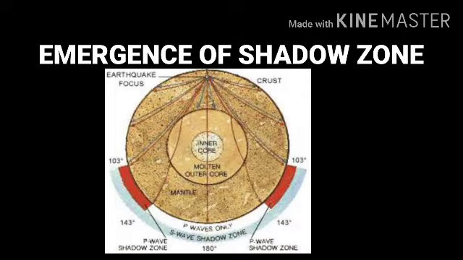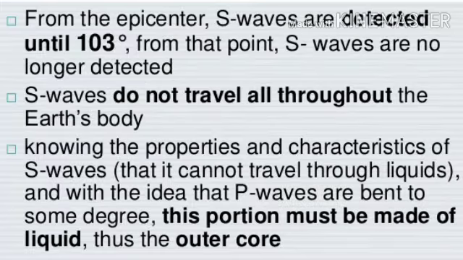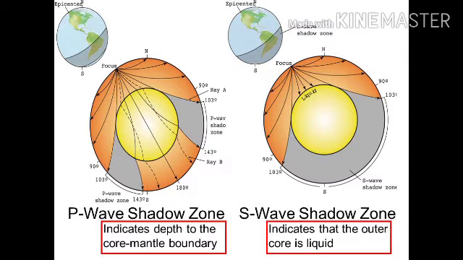The emergence of shadow zone. Where earthquake waves are not reported, such zones are called earthquake shadow zones. It is observed that seismographs located beyond 103° from the epicenter do not record the earthquakes. The entire zone beyond 142° does not receive S waves. Seismographs located beyond 142° again record P waves only. The shadow zone of S waves is much larger than that of P waves. It is equal to 40% of the Earth's surface.